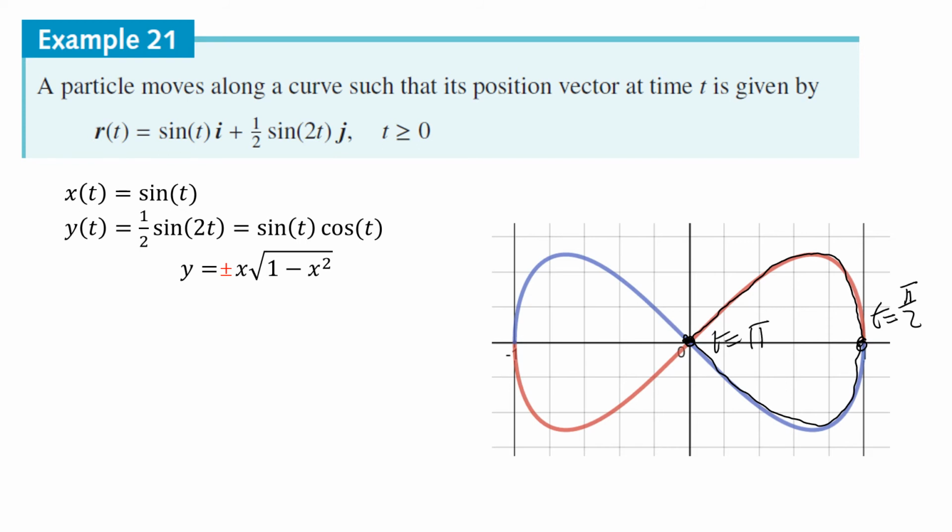It continues as t goes from pi to 3 pi on 2. Now we're doubling it, so double pi is 2 pi, double 3 pi on 2 is 3 pi. This time our x component is negative and our y component is positive, and it hits that point at t equals 3 pi on 2, and then travels back along this lovely looking bow tie of a function from t equals 3 pi on 2 back to 0 at t equals 2 pi, and then it repeats that indefinitely.